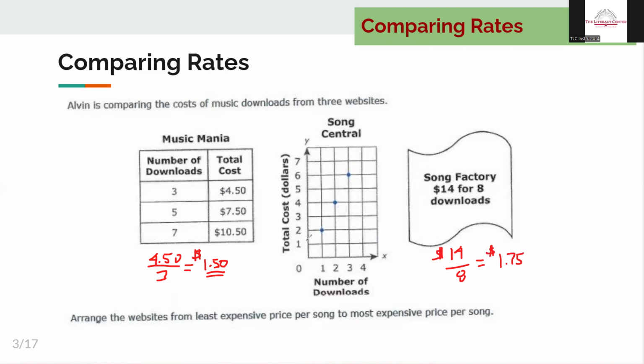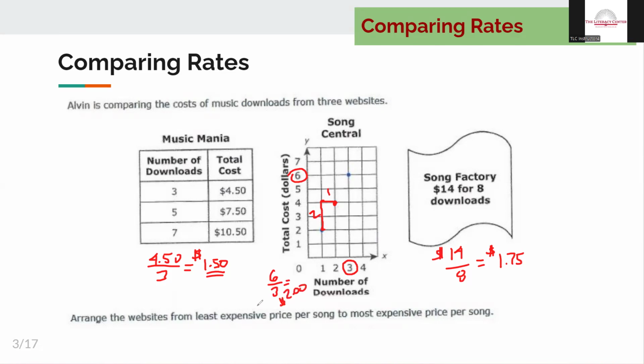Finally, we have this chart in the middle. And the cost per download on this chart is actually going to be the slope. So we can find the slope of this line by going from this point to this point. We go up $2 and we go over 1. It's $2 per 1 download. We could also get that by noting one of the points on the line. 3 downloads cost $6. So 6 divided by 3 is $2.